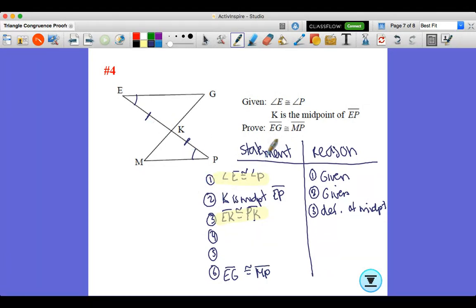Okay, so do I know anything else, though? What are my look-fors? Maybe these 2? And I should not just call them K, right? Angle EKG is congruent to angle PKM. What are those called? Vertical angles.